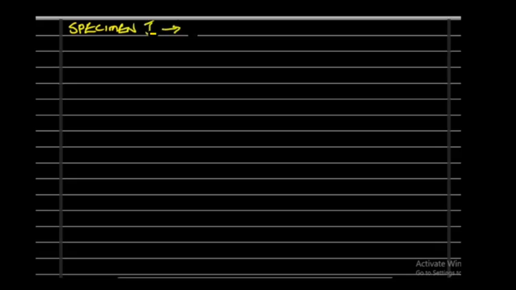The next specimen is specimen J, louse. What do we have to say about our specimen J? Looking at this, let's classify first. It belongs to the kingdom Animalia, phylum Arthropoda, class Insecta.